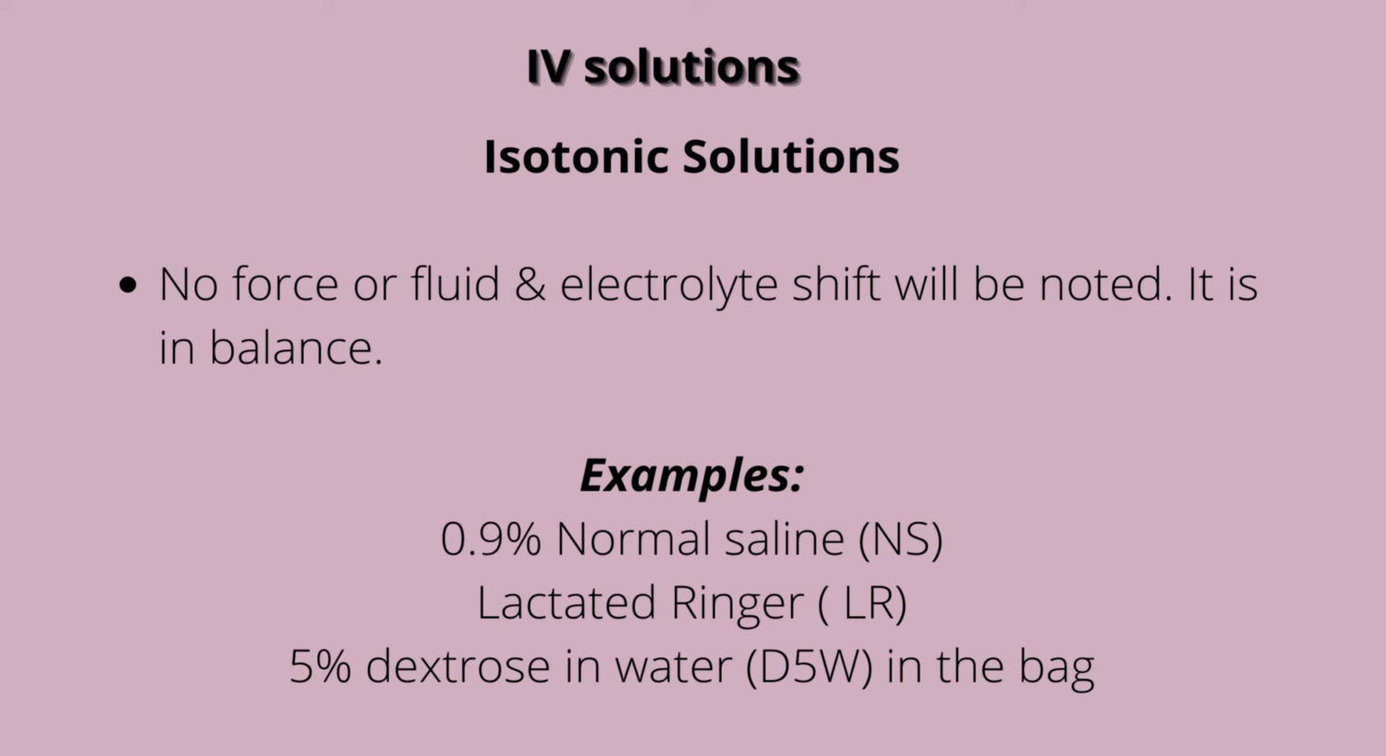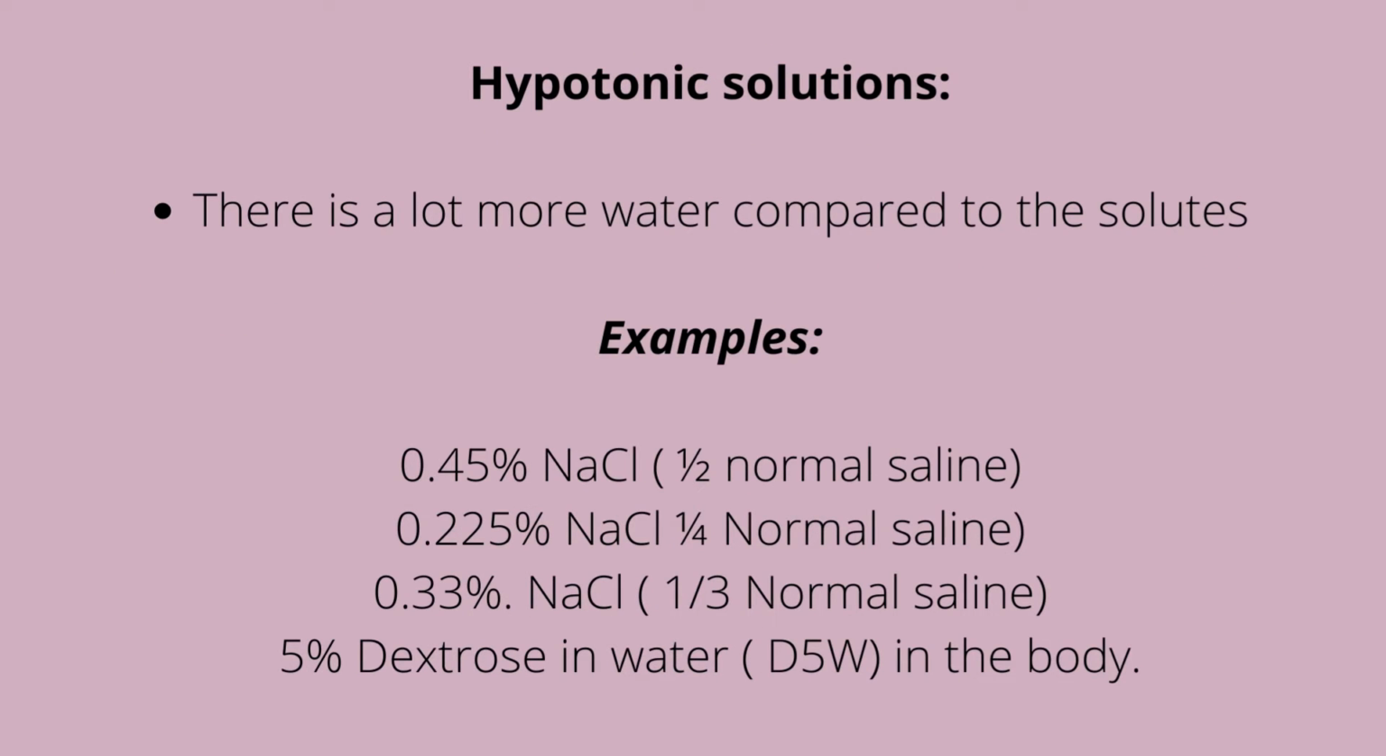And its concentration is the same as the plasma, thus prevents the fluid shift between compartments. Our examples include normal saline, that's 0.9% normal saline. We have our lactated Ringer's and 5% dextrose in water. When the 5% dextrose in water is in the bag, it is an isotonic solution. Let's go to a hypertonic solution.